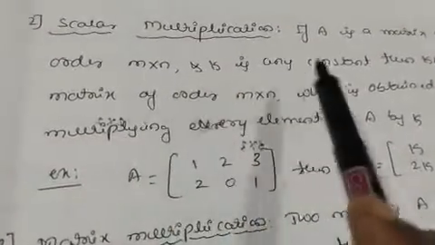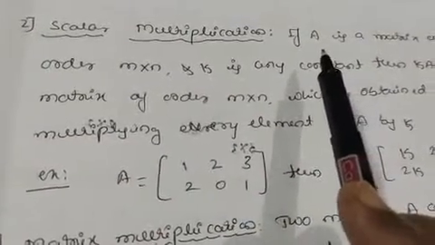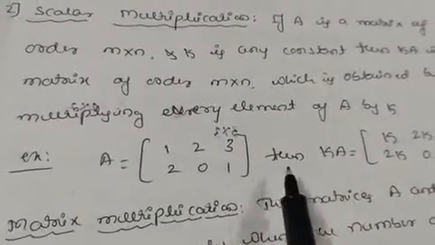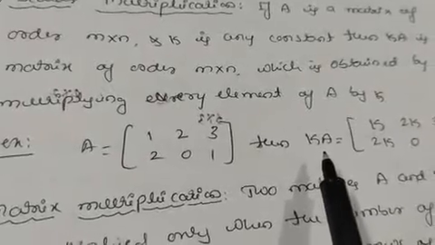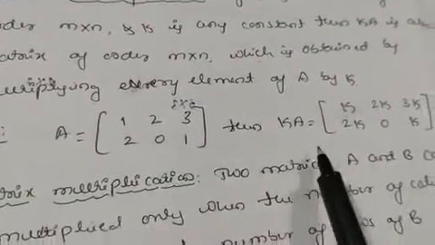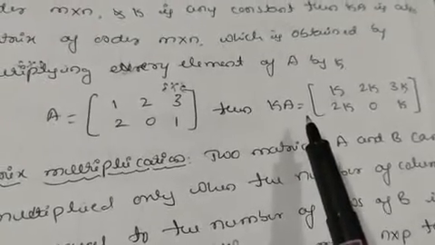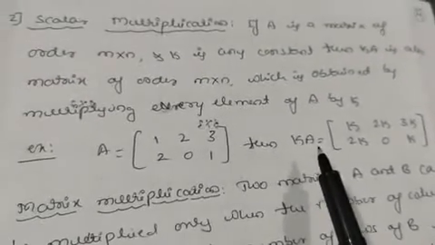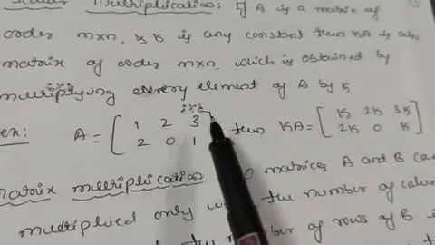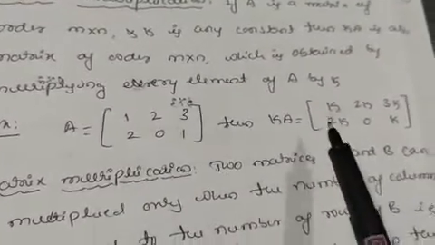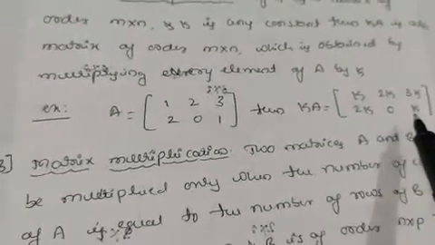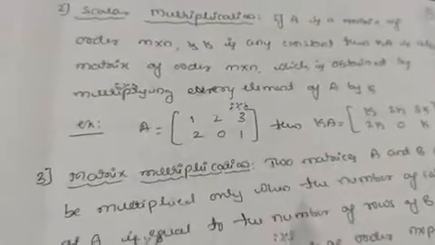Next is scalar multiplication. Suppose we have a matrix A and multiply it by some constant K. Then you multiply each and every element of the matrix by K. That is, K into A equals the matrix with every element multiplied by K: K, 2K, 3K, 2K, 0 and K. So this is scalar multiplication.